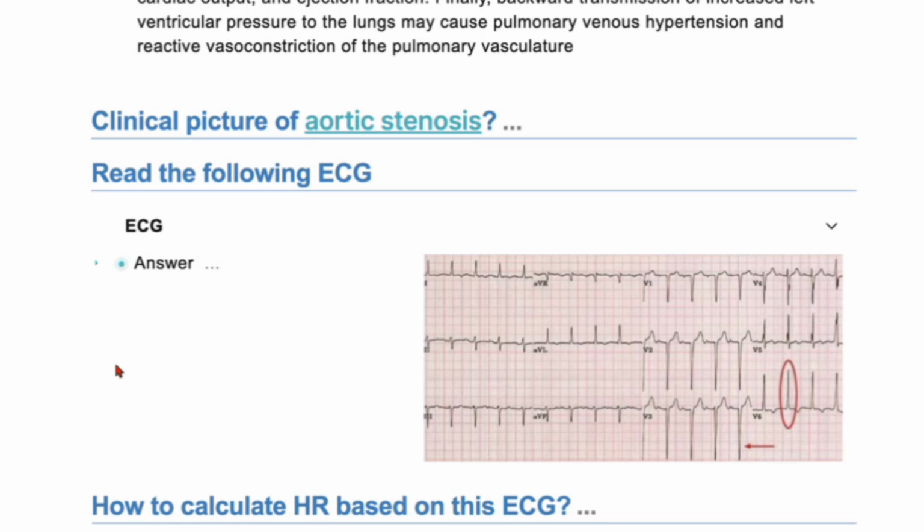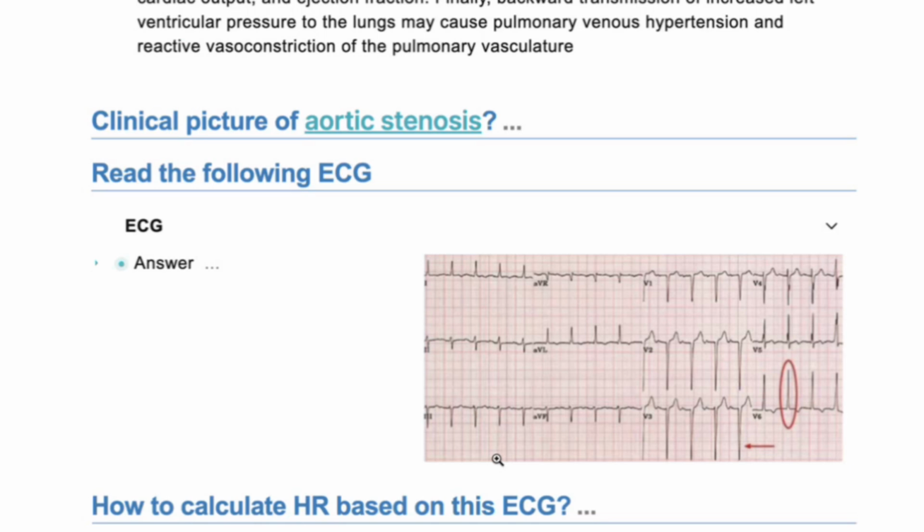And how would you calculate the heart rate based on this ECG? So here I would divide 300 by the RR interval. Can you do that, please? Yes. So if I take the middle, it'd be 300 divided by the number of large squares between each RR interval, which is approximately 5. So the heart rate here would be around 60.